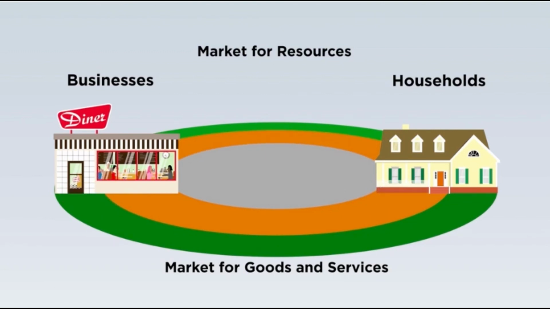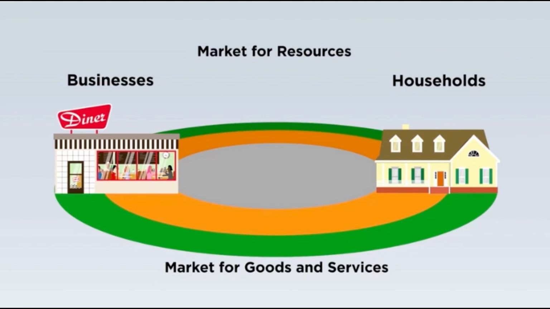Households are sellers in the market for resources. Households sell land, labor, capital, and entrepreneurial ability in exchange for money, which in this case is called income. Households are buyers in the market for goods and services. Households exchange income for goods and services. Businesses are sellers in the market for goods and services. Businesses sell goods and services in exchange for money, which in this case is called revenue.